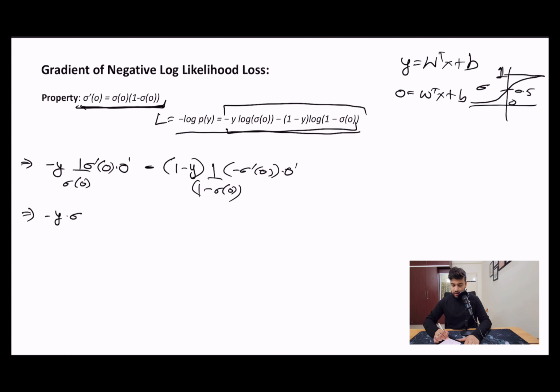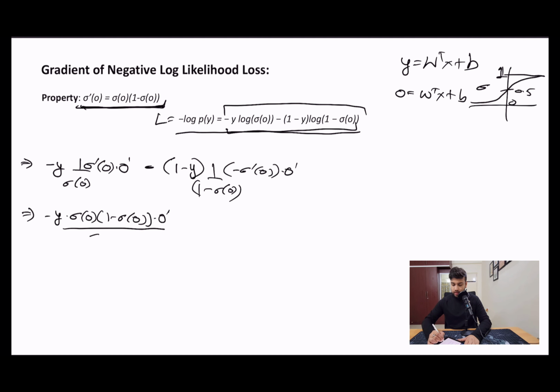So now if you simplify this further using this property, this will come as minus y into sigmoid of O into 1 minus sigmoid of O into O dash upon sigmoid of O, minus 1 minus y negation of sigmoid of O into 1 minus sigmoid of O into O dash upon 1 minus sigmoid of O. Now you can cancel a few terms, so sigmoid of O cancels here, and 1 minus sigmoid of O and 1 minus sigmoid of O cancels here, right?